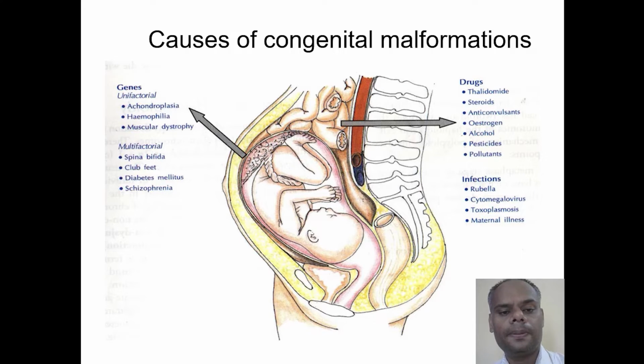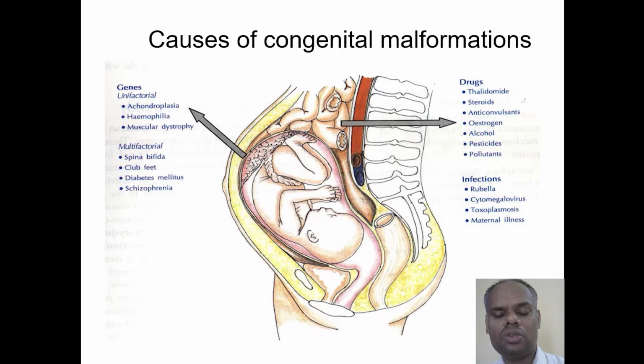Various factors responsible for congenital malformations can be genetic factors, which can lead to chromosome abnormality, and also various environmental factors like drugs, thalidomide, steroids, anticonvulsants, alcohol, pollutants, pesticides, estrogens, and various infections like rubella, cytomegalovirus, toxoplasmosis, and maternal illness. The types of chromosomal abnormality can be divided into two types: numerical or structural abnormality.